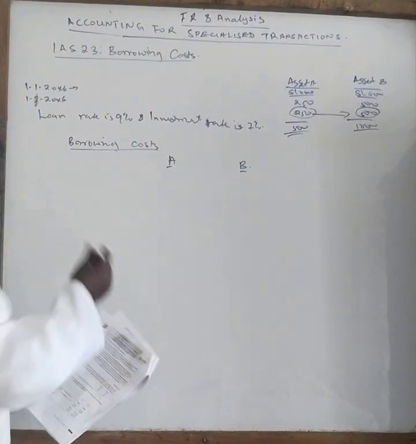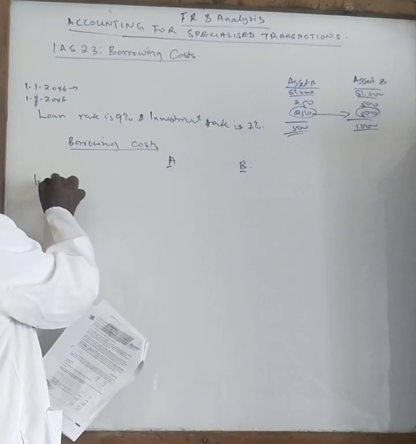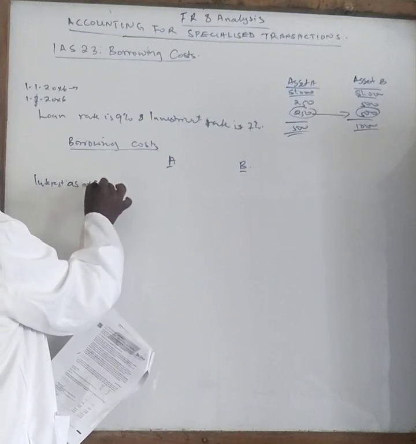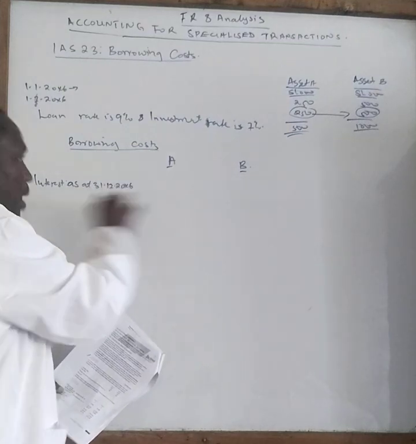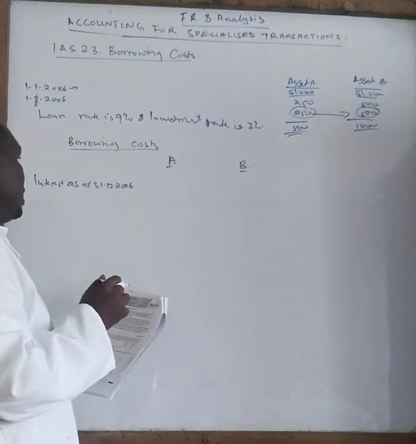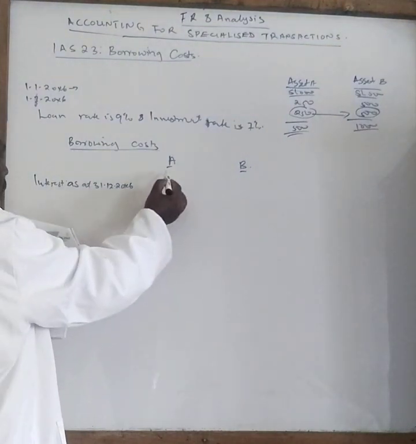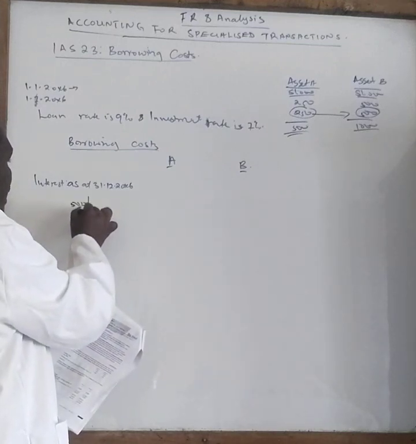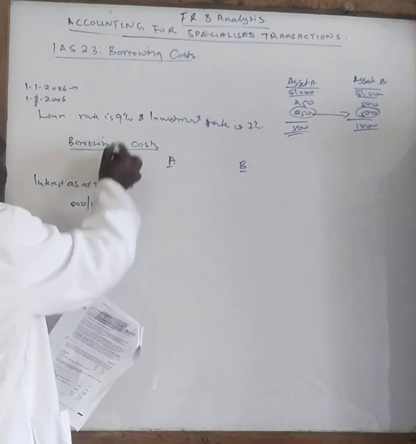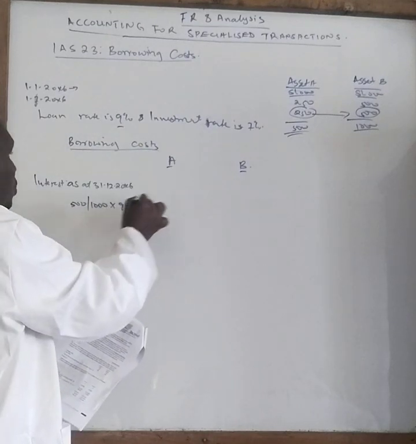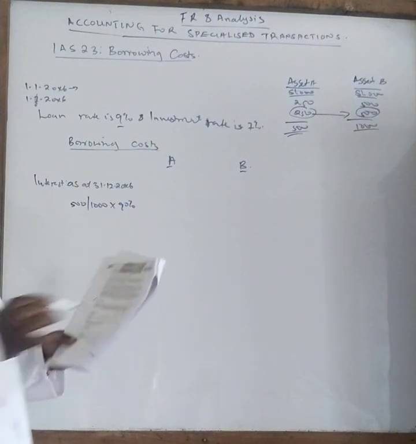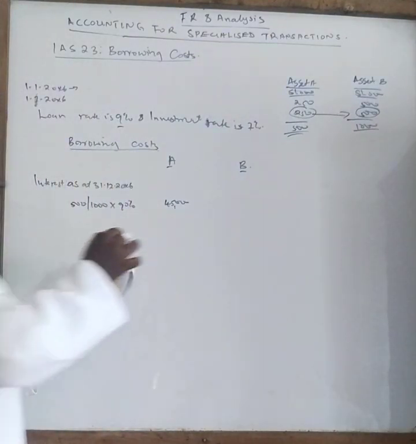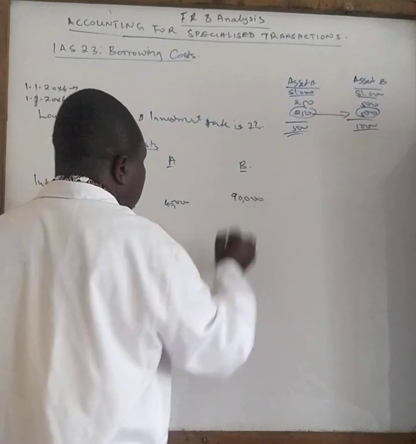So your work will be very simple. You can now say interest as at 31st December 20x6. By the end of that year, how much is the interest? They borrowed 500 for project A and 1,000 for project B. Then you multiply by the rate, which is 9%. So how much is that? When you do your calculation very well, you'll find here is giving you 45,000. When you remove the thousands, then you have here 90,000 for project B, or for asset B.